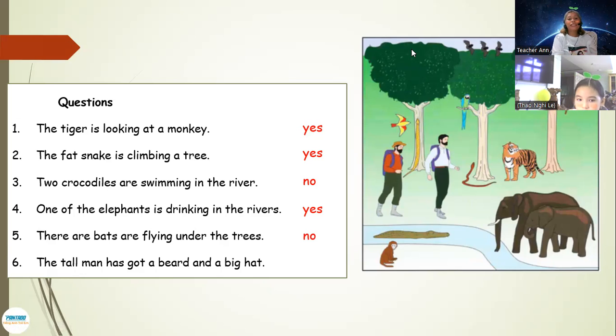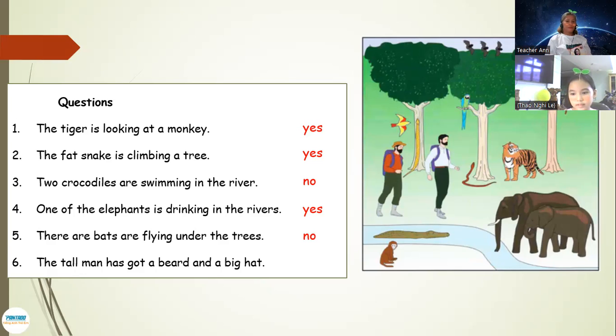Where are the bats, Nghi? The bats are above the tree. The bats are flying above the tree. Above the tree. Didn't say in, just above the tree. Okay? The bats are flying above the tree. Number six, very good.